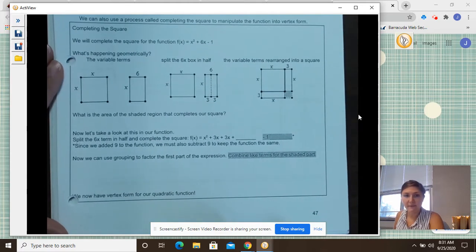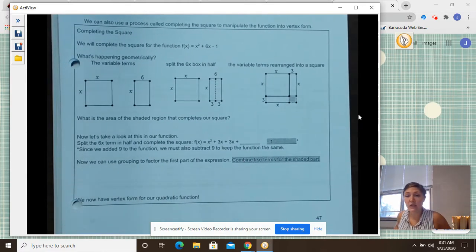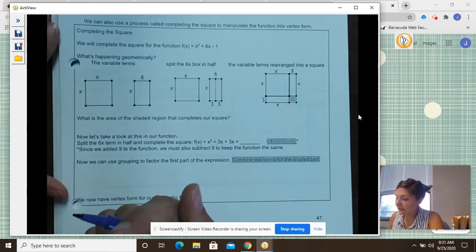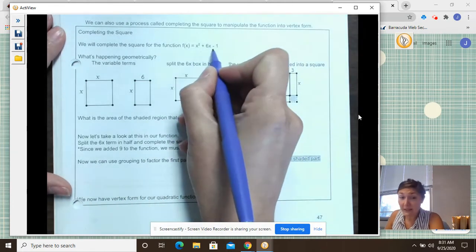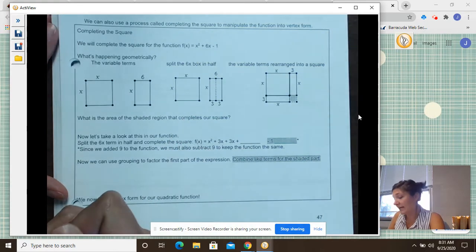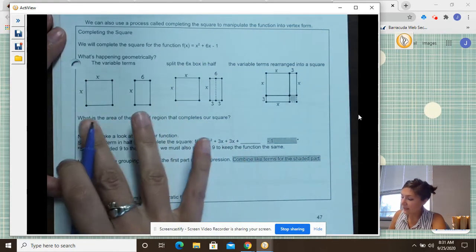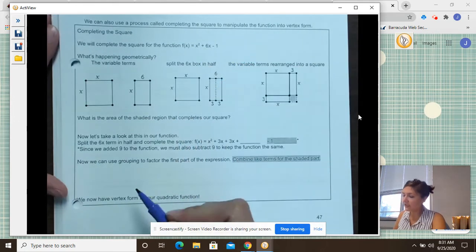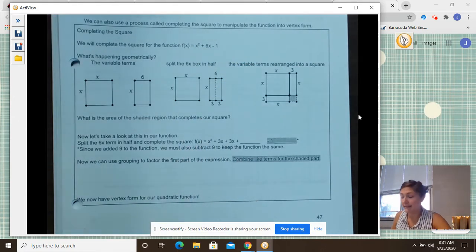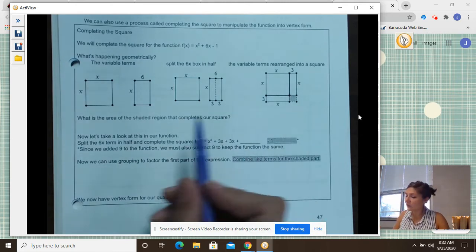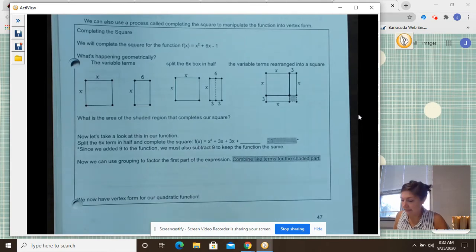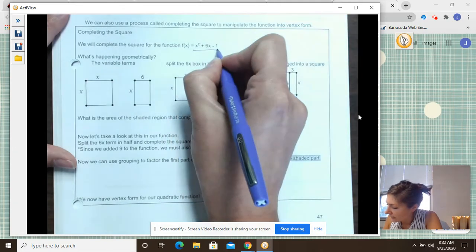So if you could take a look at page 47 with me, we're going to talk about this process called completing the square. We use completing the square to be able to change a function from standard form into vertex form. And as we look at this with our first function, we're actually going to look at this with sort of a geometric idea, completing the square, right? Square is a figure. We have some familiarity with that idea of a square. So we're going to take a look at why it's called completing the square, this process that we're going to look at. So here's our function that we're going to work with.